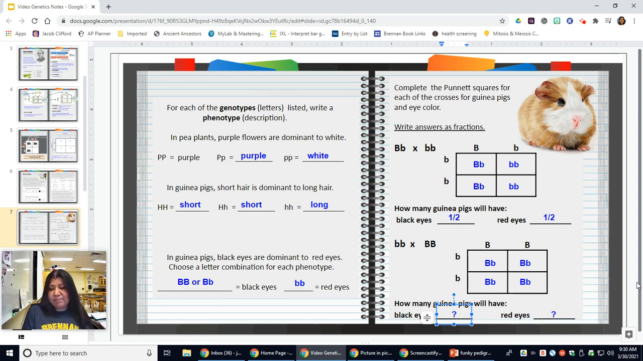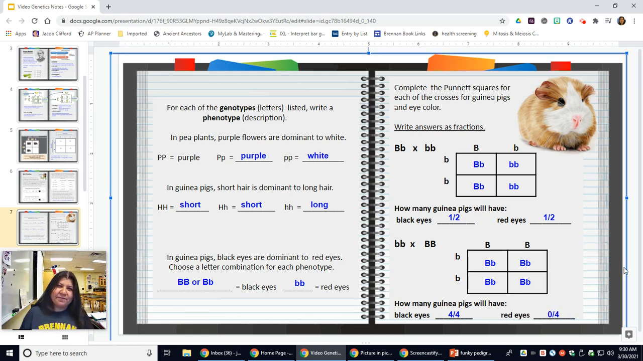So how many guinea pigs will have black eyes? 4 out of 4, I could say 100%. I could say 4 out of 4, which is what I'm going to do. But I don't have any that have red eyes, 0 out of 4. So no red-eyed guinea pigs from that one.